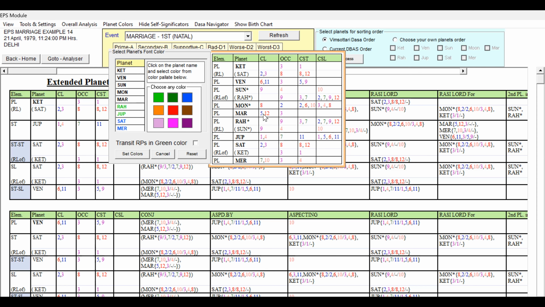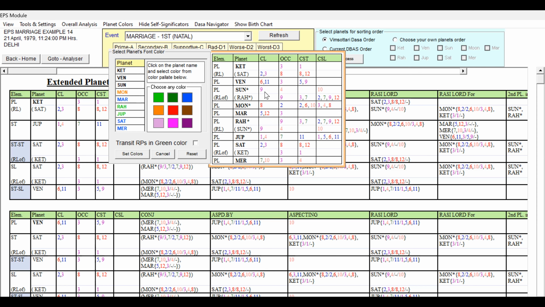And Mars, Fifth Lord, 12th Lord occupying third house. 5, 12, and 3. So Mars we can give blue, right? And Moon, 8th Lord occupying second house, 2, 6, and 3, 4, 8. 2, 2, 3 are okay, but being 8th Lord and 4, 8 cuspal star sublord and 6 having weakness, so we can give Moon light red.